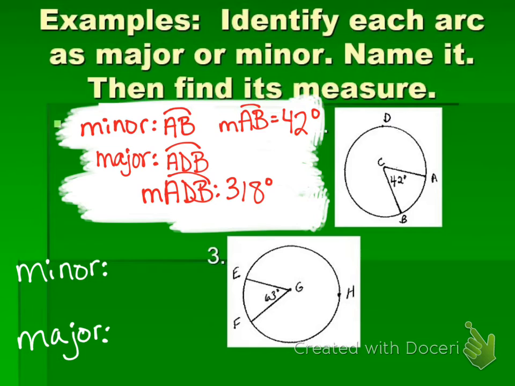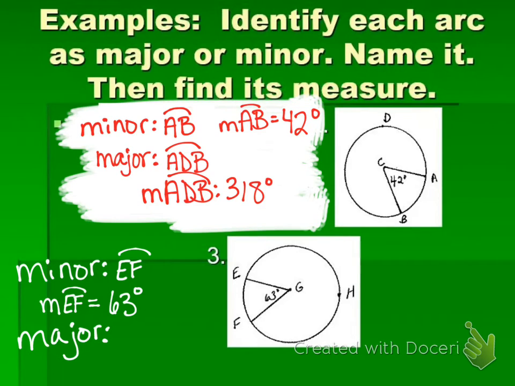All right, on number 3, I need somebody new to raise their hand to tell me the name of the minor arc. Cade. The name would be arc EF. We just use the 2 letters of the small arc, the minor arc. We also need to know the measure of that arc, EF. 63 degrees. We get that from the central angle that makes it.